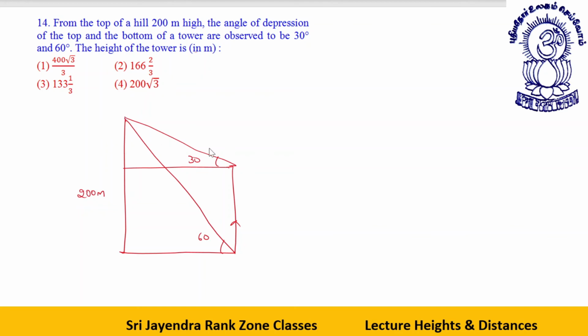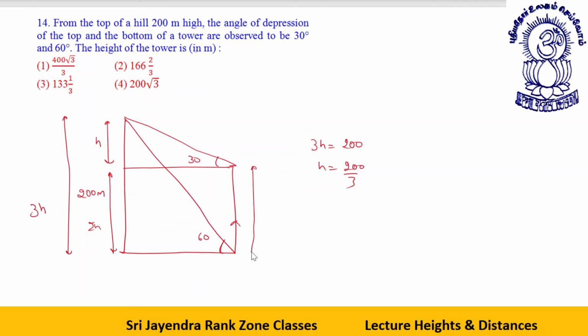See, dear friends, very easy logic. This is 30-degree. Opposite to 30-degree will be h, and opposite to 60-degree will be 3h. So 3h is equal to how much? 3h is equal to 200 meter. h is equal to 200 by 3. This portion will be 2h. So this 2h is equal to 400 by 3, or 133 1 by 3 meter.